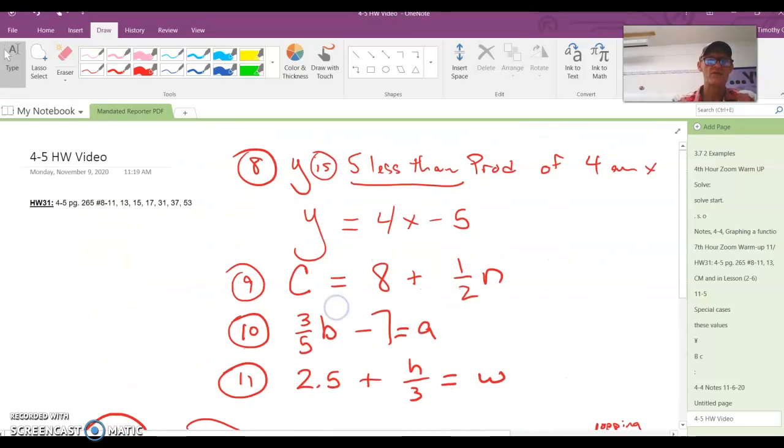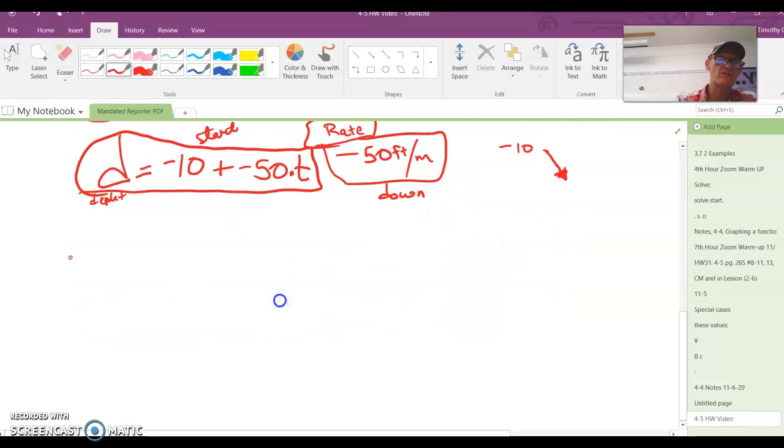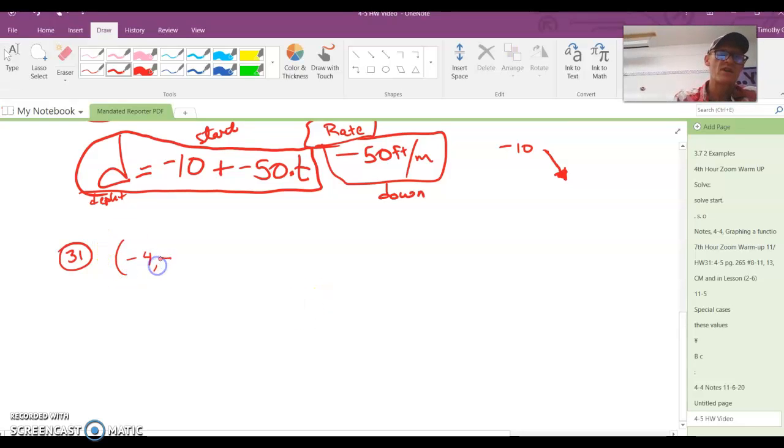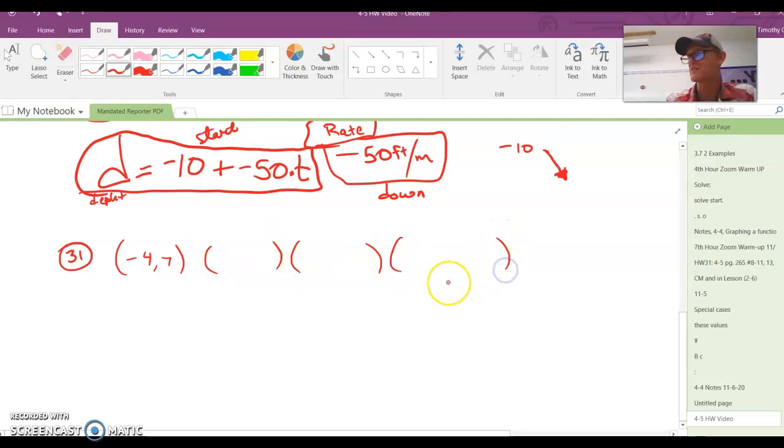And let's see, we have 31, 37, 53. So 31 says, make a table and graph each set of ordered pairs, then write a function rule. So negative 4, 7, and I'm going to do the first 4 because that's enough. So negative 4, 7, negative 3, 6.